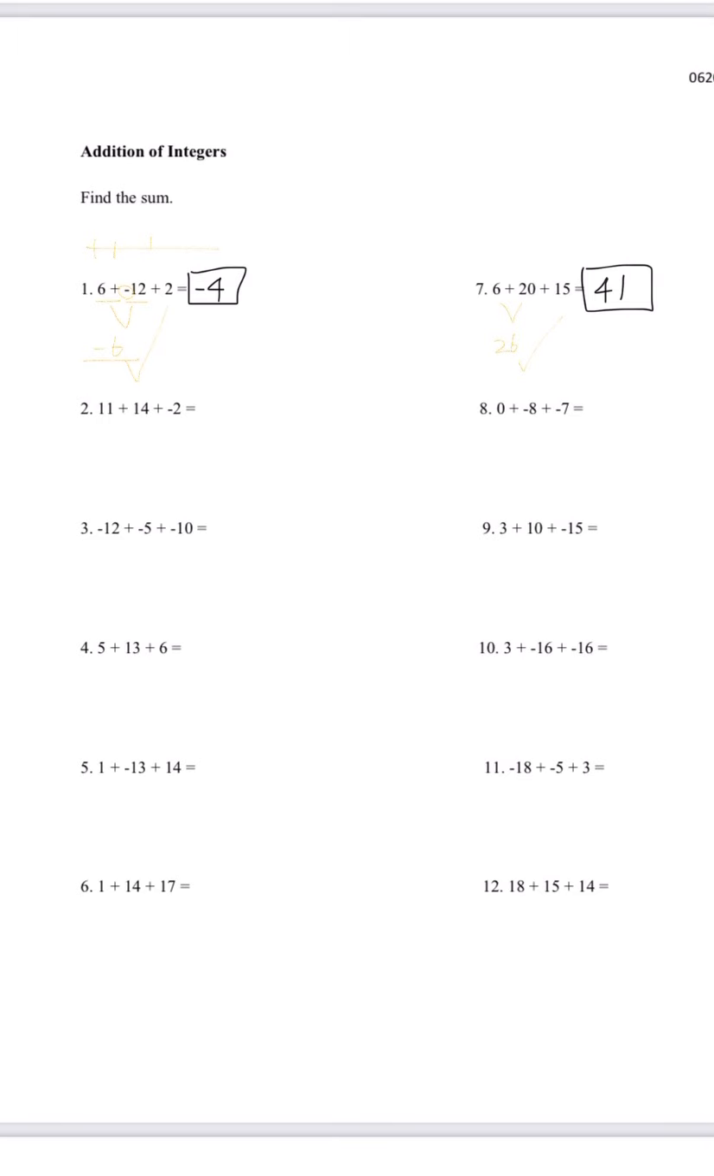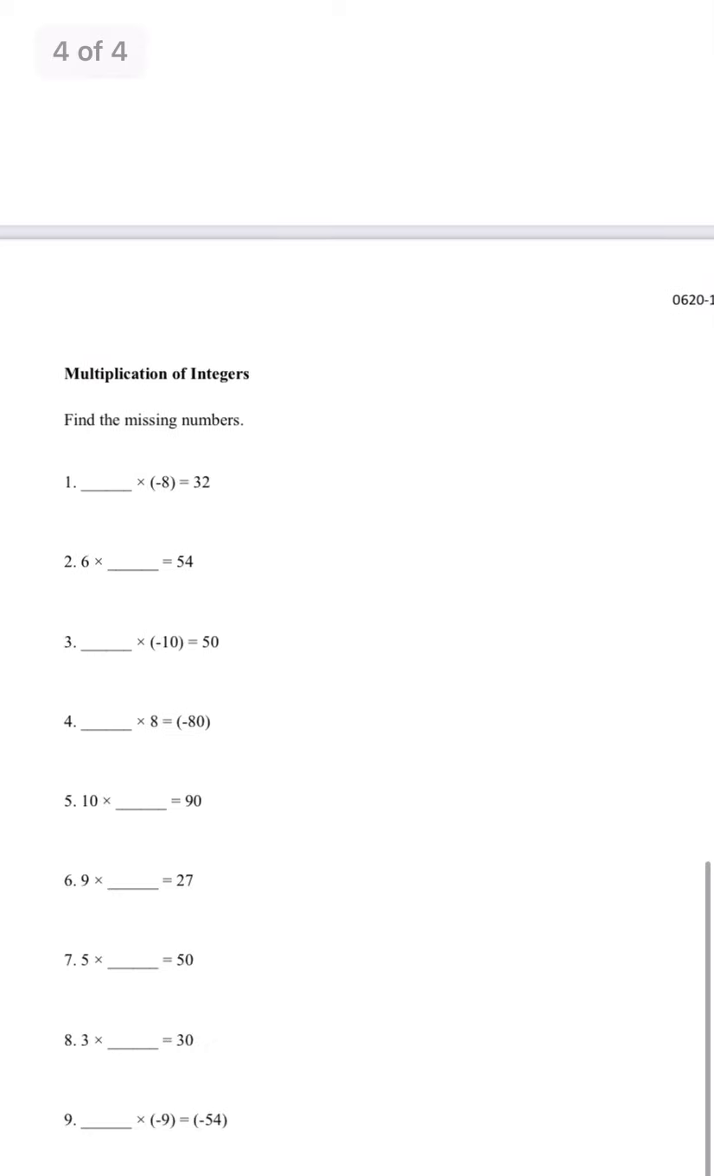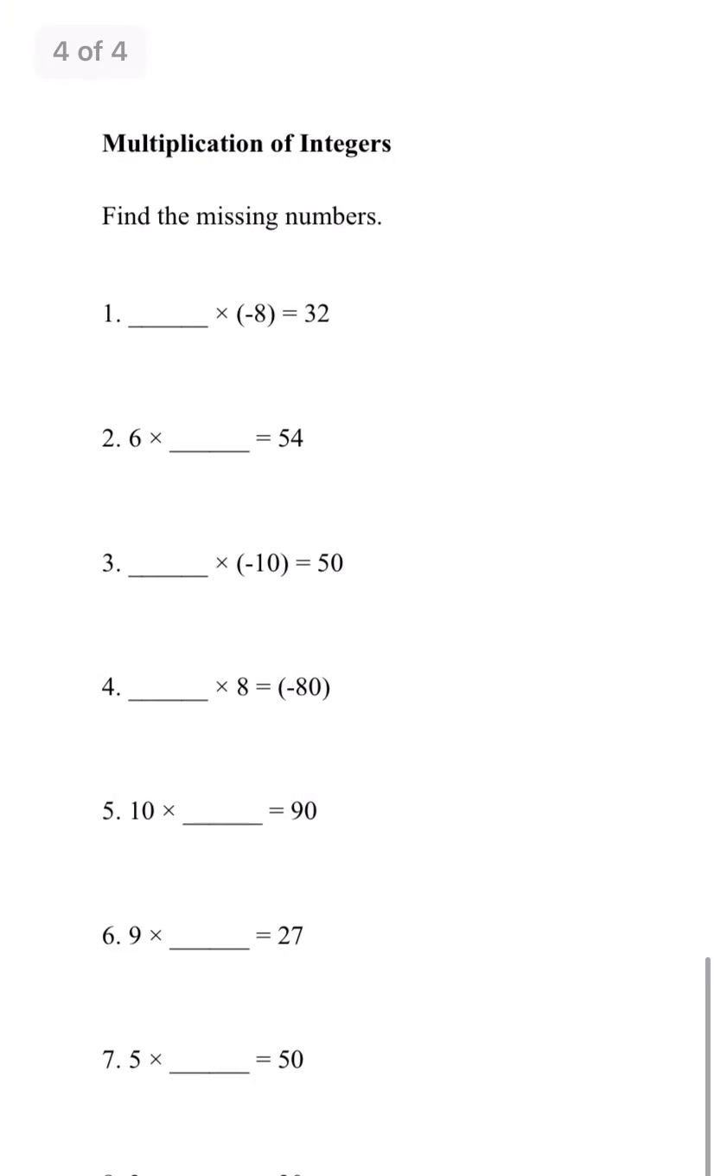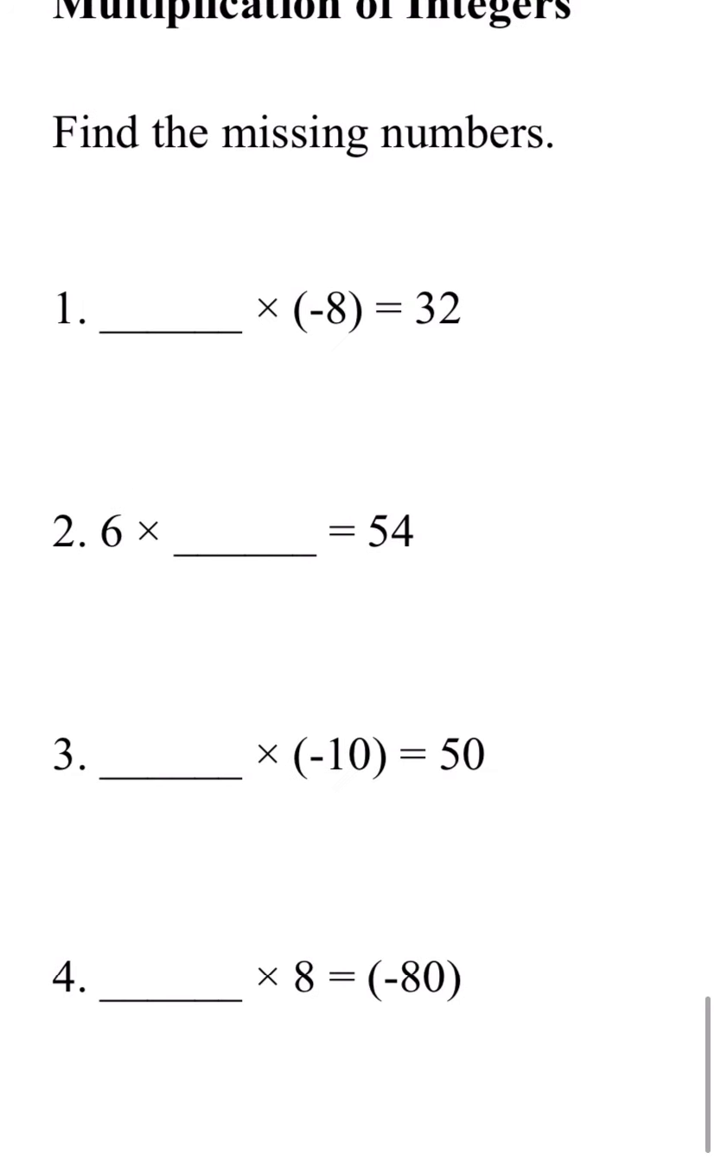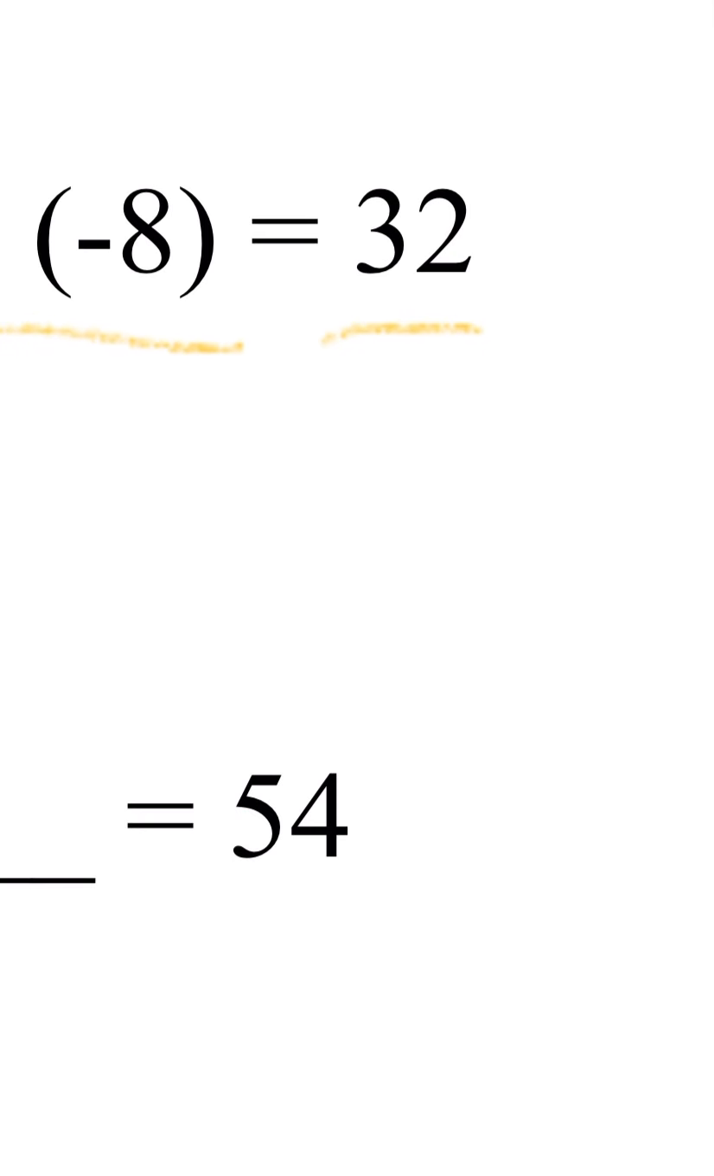Okay? So then let's move on to our last page, which is multiplication of integers. So again, we are looking for the missing numbers. Okay, so for number 1, something times -8 equals 32. So how are we going to find that missing number? What do we have to use? Well, we are going to use division. Okay? So let's divide 32 by -8.